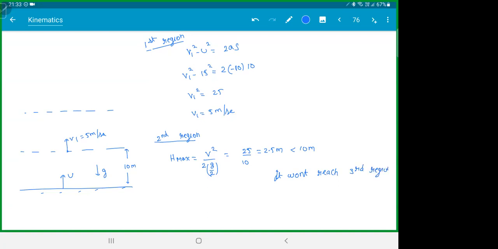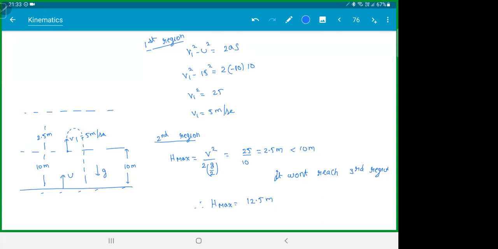So you know what is happening? This guy goes up here and then comes back. So in the second region, you will travel 2.5 meters. In the first region, you will travel 10 meters. Therefore, H max will be 12.5 meters. Is this making sense, everyone?